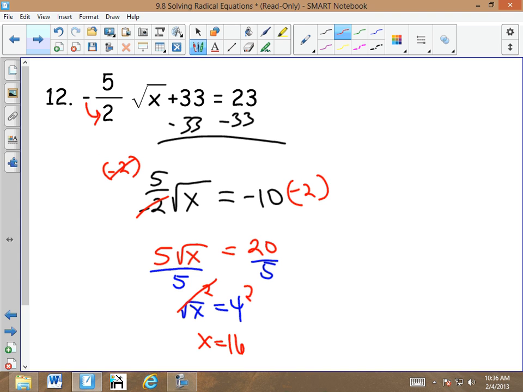There's a lot of steps here, but every single one of these steps I've already taught you except for squaring the square root. Square both sides to get rid of the square root once the square root's alone. That's all I'm teaching you today. Square the square root to get rid of it. Do it to the other side once it's alone.